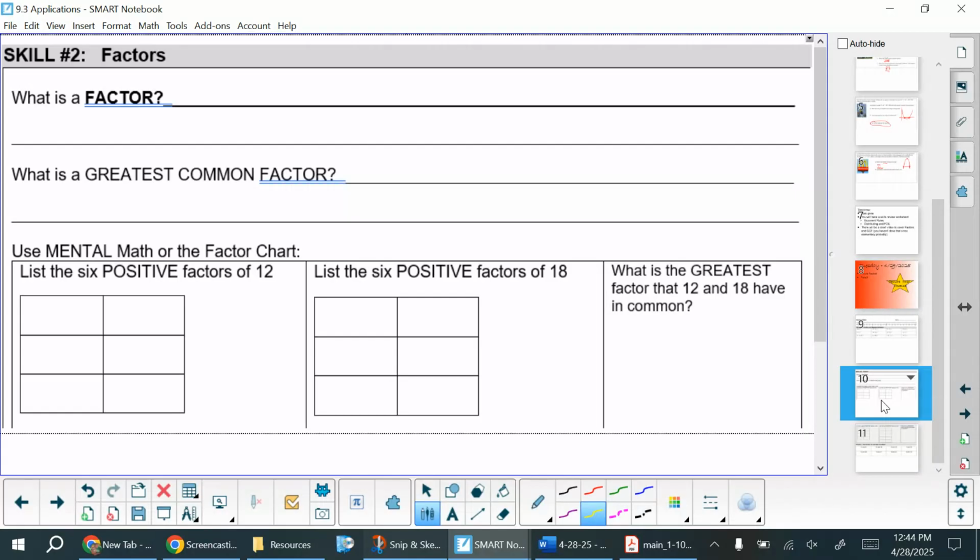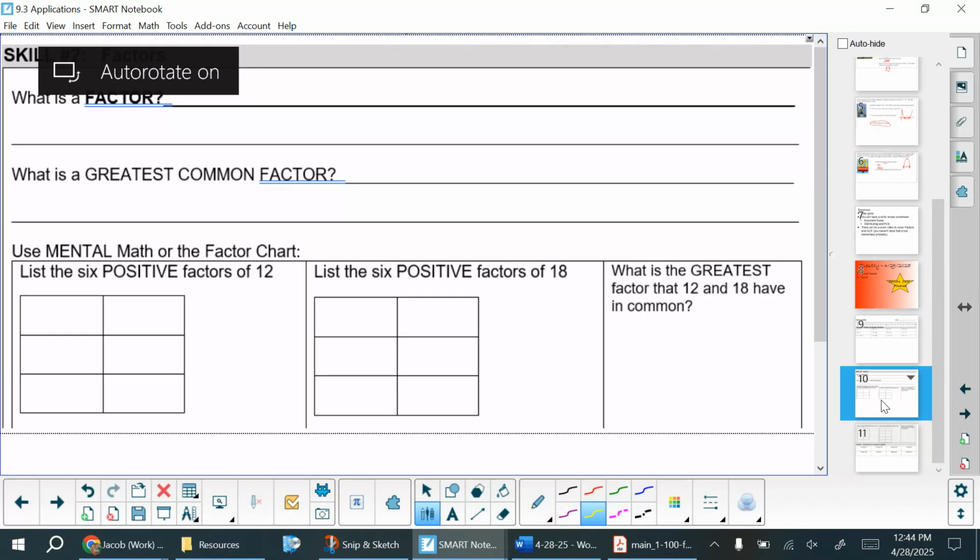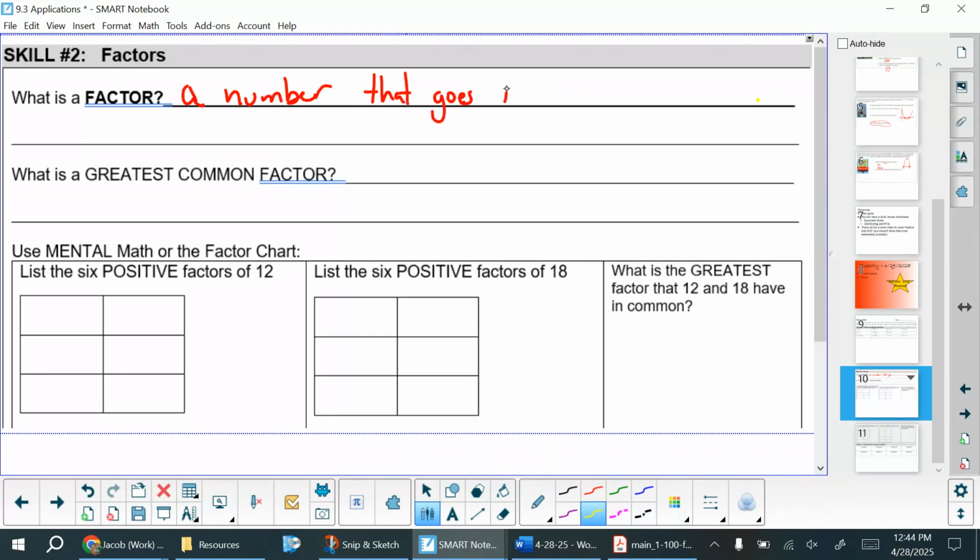And then skill two is the one I really want to talk about with you. So skill two is all about factors. And so first question is just what is a factor? And so a factor is a number that goes into another number a whole number of times.